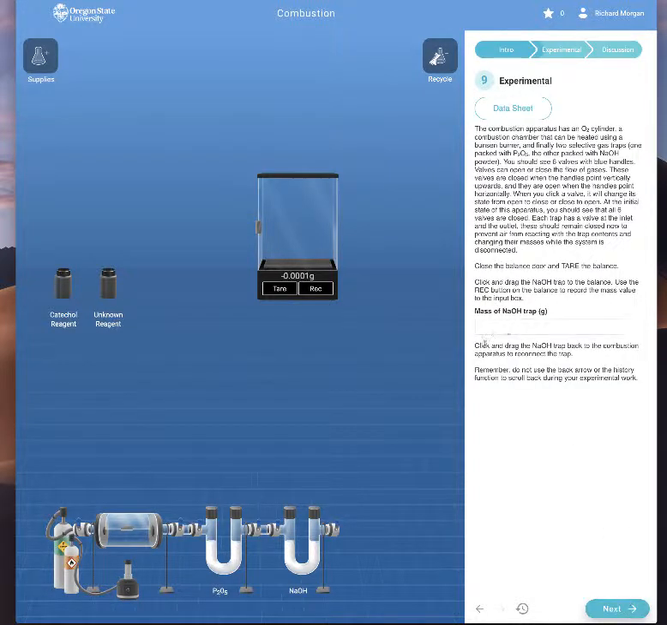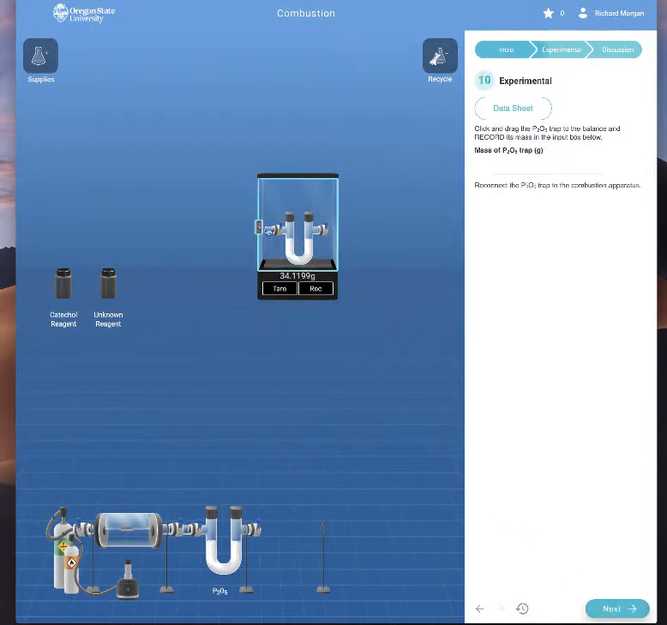So we're going to tare the balance. It says to tare it, and then you weigh the mass of the sodium hydroxide trap. These little valves here are closed. I'm going to get the initial mass of this guy here. Oh, we got 34.118 in my case. Okay, I'm going to go next.